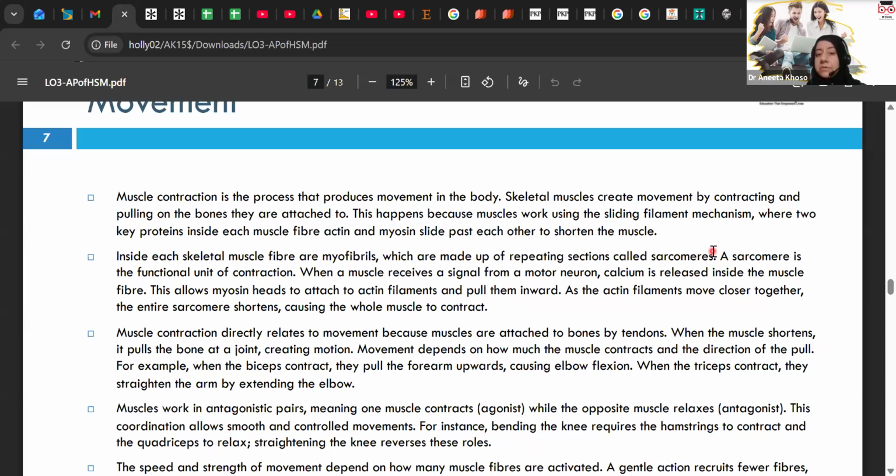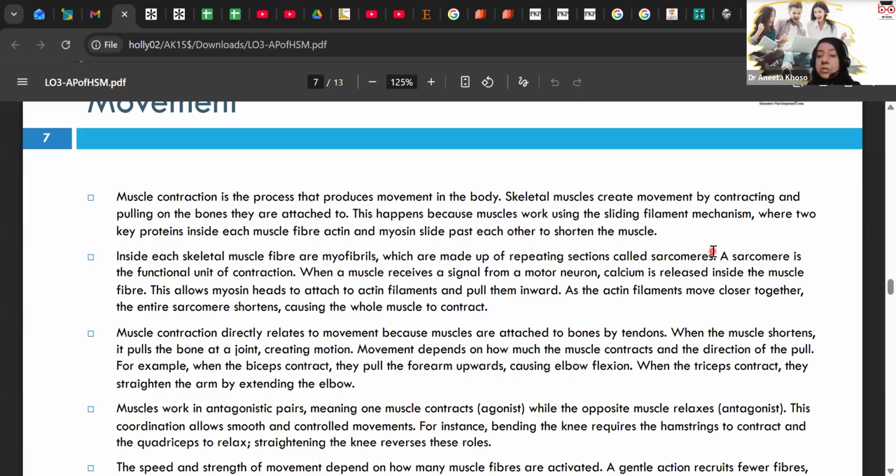It is the functional unit of contraction. When a muscle receives a signal from a motor neuron, calcium is released inside the muscle fiber. This allows myosin heads to attach to the actin filaments and pull them inward. As the actin filaments move closer together, the entire sarcomere shortens. So this contraction and shortening causes the whole muscle to contract.